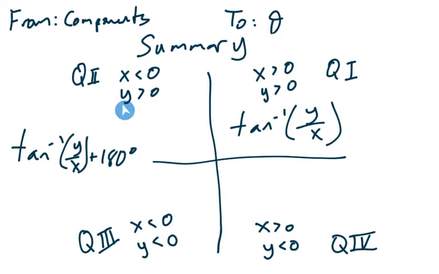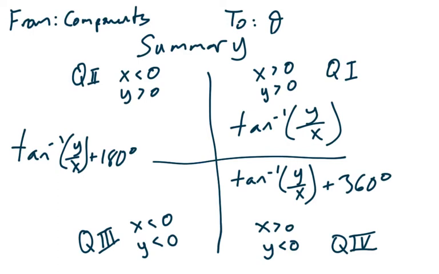So if my x is negative and my y is positive, or my x is negative and my y is negative, either way I'm going to do the inverse tangent of the y component over the x component, and then add 180 degrees. For Q4, that's when my x is positive and my y is negative. The inverse tangent is going to give me a negative, so I need to add 360 degrees. So it'll be inverse tangent of the y component over the x component plus 360 degrees, or 2 pi, to get a positive amount.